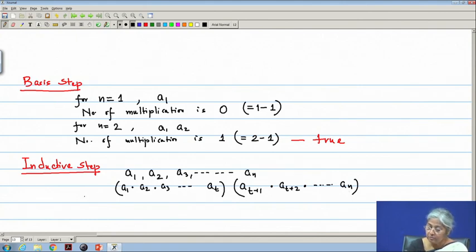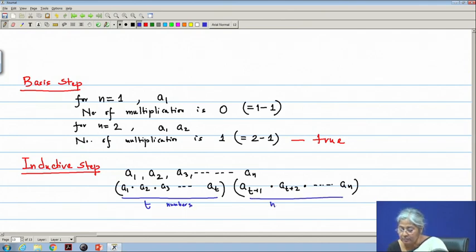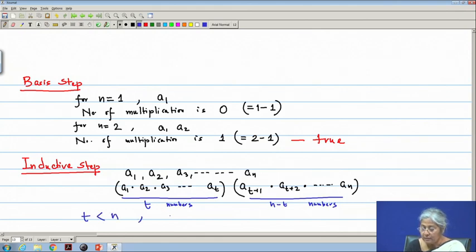First thing is that we partition, or we insert parenthesis, so that t numbers we multiply and the rest n minus t numbers. These are t numbers, and these are n minus t numbers. So, here t is less than n as well as n minus t also less than n.